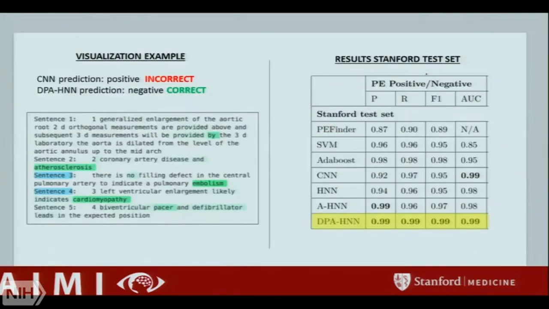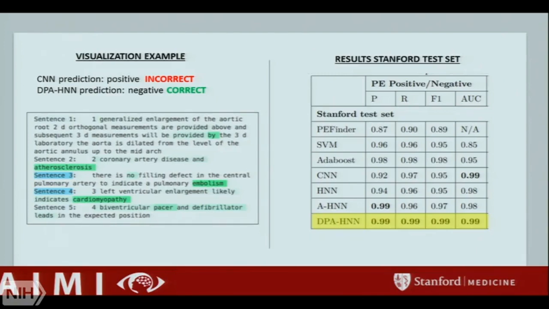And on the left-hand panel here, this is another visualization map. This is one where that CNN model I showed you earlier got it wrong, but this new method got it right. The word level dependencies are in green, and the sentence level dependencies are highlighted in blue. And you can see that in sentence 3, the distance between "no" and "embolism" is kind of long.